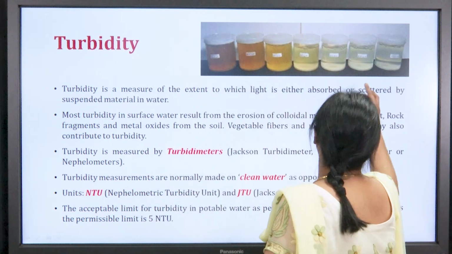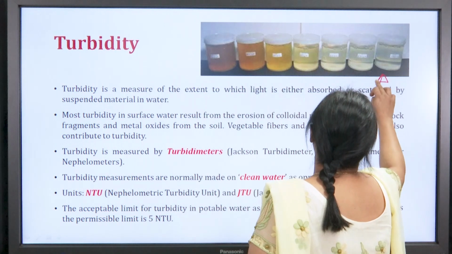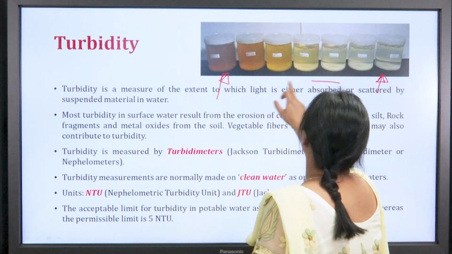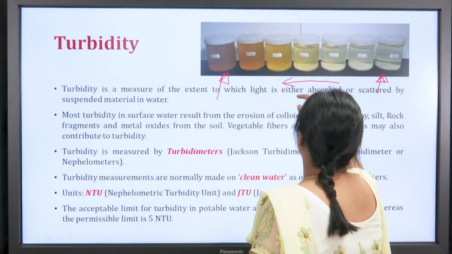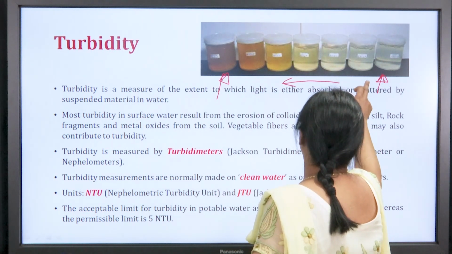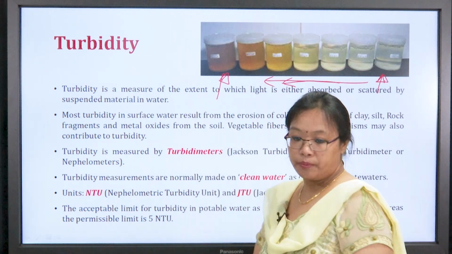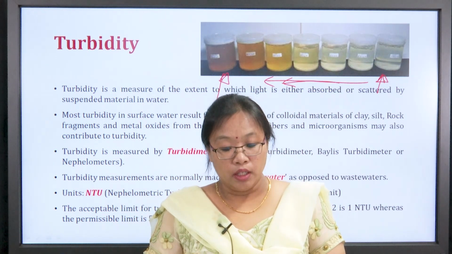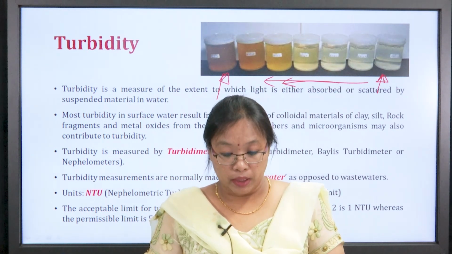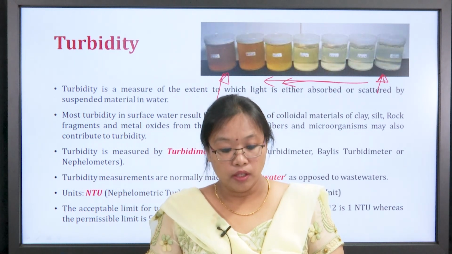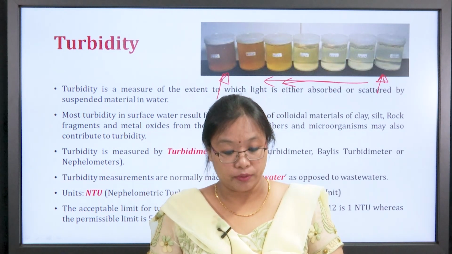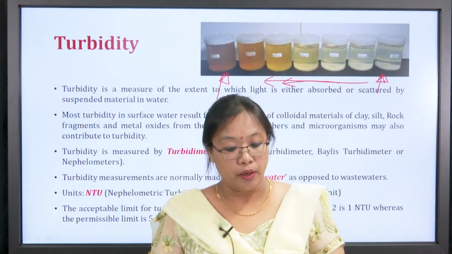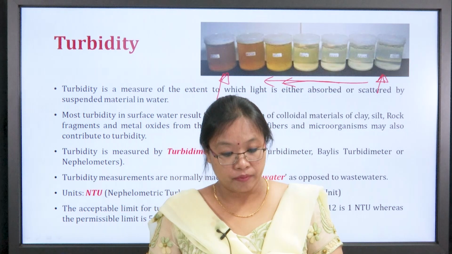So, as you can see here in the picture, this is relatively less turbid and this has the maximum turbidity. So, turbidity is increasing from here to here. Okay. So, most turbidity in surface water results from the erosion of colloidal materials such as clay, silt, rock fragments and metal oxides from the soil. Vegetable fibers and microorganisms may also contribute to turbidity.